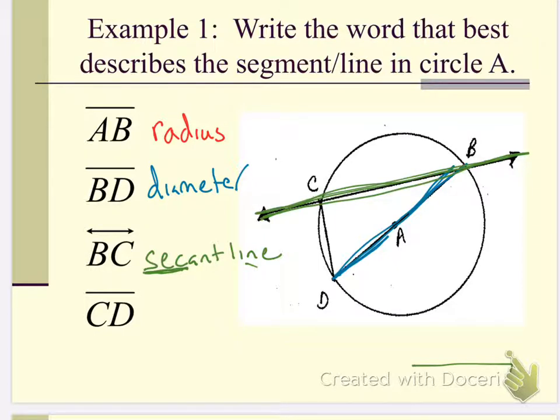And then we have CD right here. 2 endpoints on the circle, does not go through the center, and that means this has to be a chord.